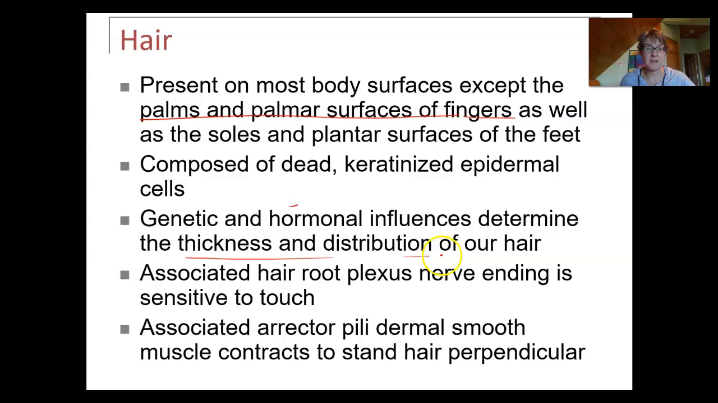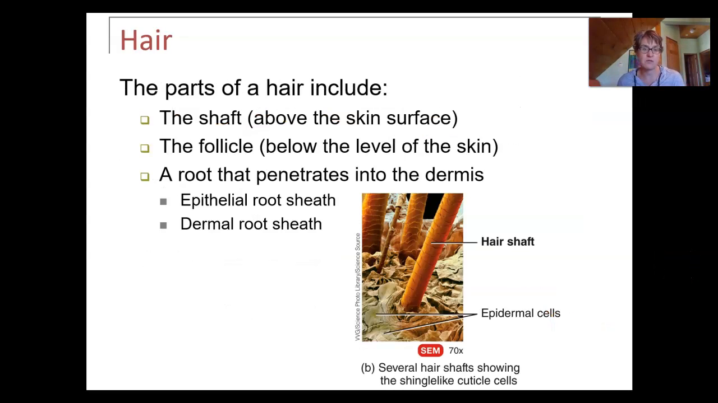Thickness and distribution. We all have different types of hair. Some is thin, some is curly, some is flat, and that has to do with the shape of your hair follicle. And like I said, at the bottom of every hair is a nerve ending. It's called the hair root plexus, and it can detect if there's like a bug, not even on your skin, just on your hair. And then we had that erector pili muscle associated with the hair follicle that is able, when you're cold, to contract and yank that hair in an upright position so that you have goosebumps.